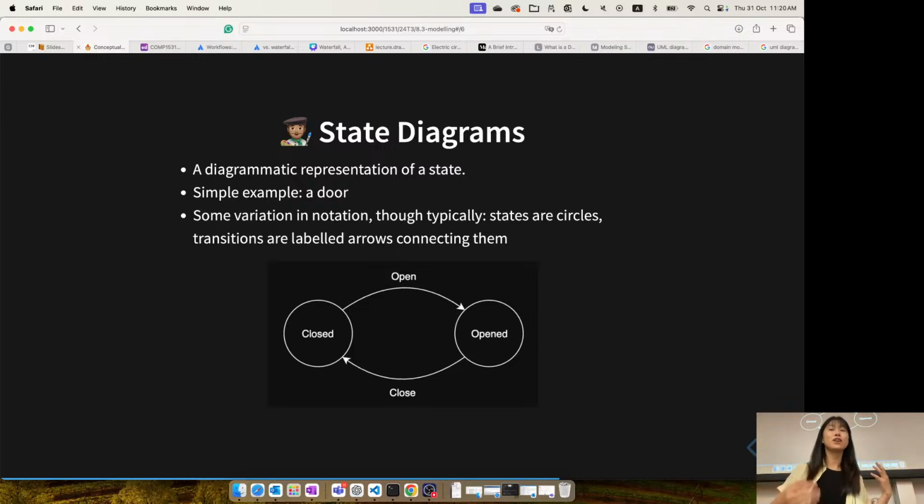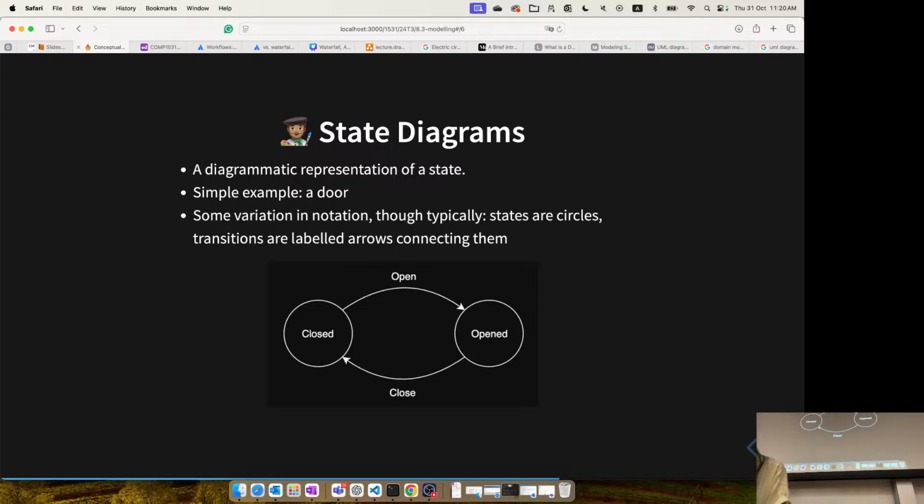For example, if we miss the action here, we only have closed, opened, and the arrow here. So the system developer will not know how we can transit from closed to open. Right? So we need to state clearly what action needs to be taken to transit from state A to state B. So this is a very simple example, but it's also a very good example.